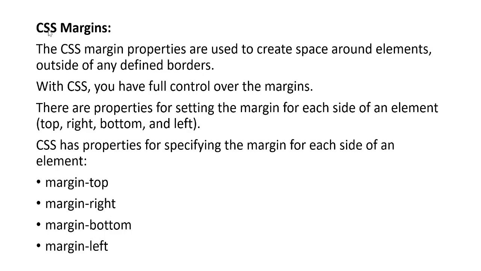CSS margin. The CSS margin properties are used to create space around elements, outside of any defined borders. With CSS you have full control over the margin. There are properties for setting the margin for each side of an element: top, right, bottom and left. These 4 are the properties of the margin in CSS: margin top, margin right, margin bottom, margin left. This is also the same as the CSS padding properties. So let's do the practical of CSS margin.